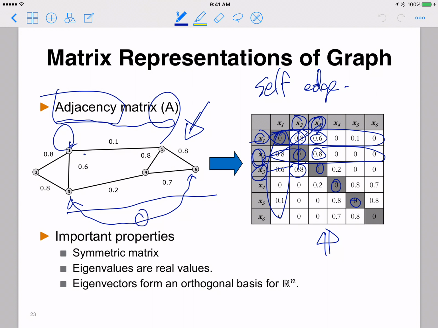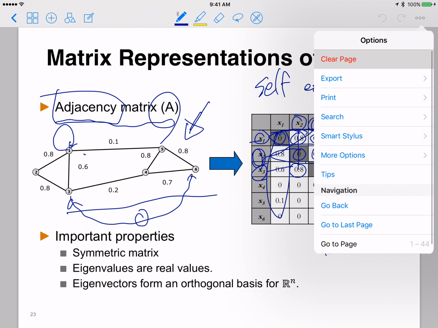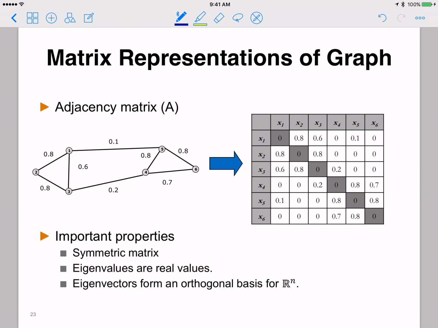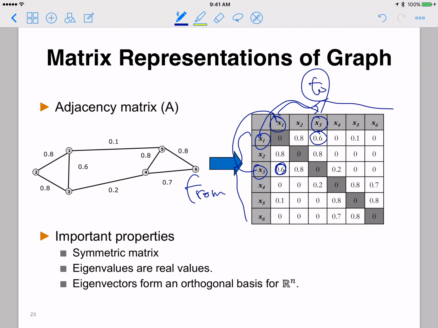So let's consider this adjacency matrix. In this case, x1 actually cited x3, and so we have an edge here, but x3 didn't cite x1, so we have 0 here. Rows correspond to the source node, and columns correspond to the target node.